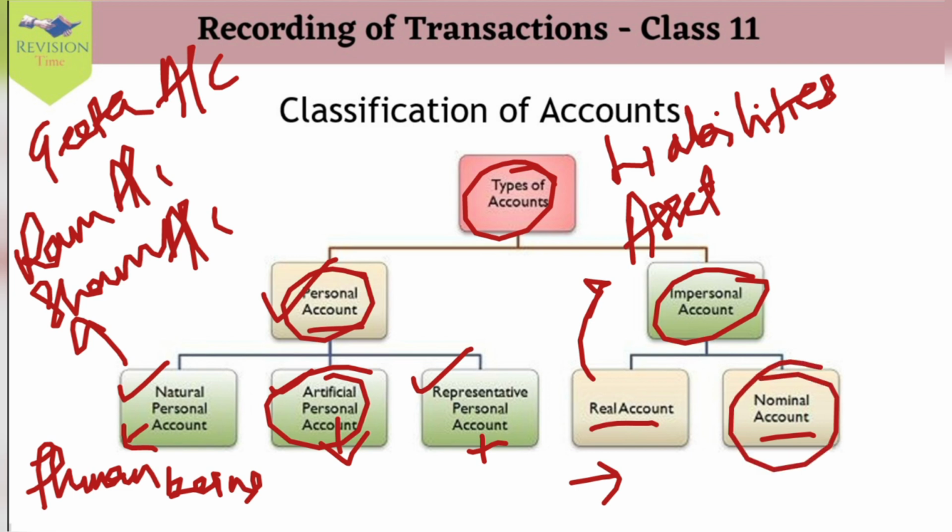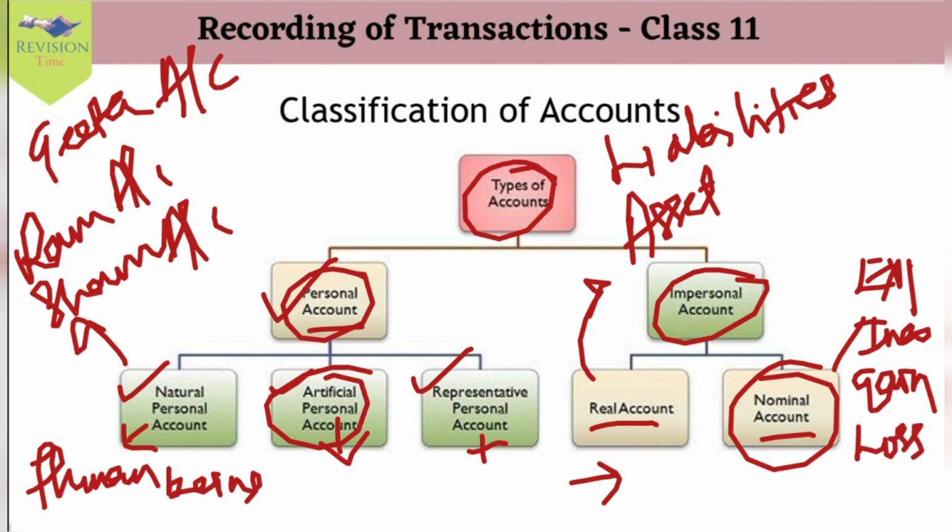Next is nominal account. An account which is related to expenses, income, gains and losses is known as a nominal account. So this is about our three types of accounts: personal account, real account and nominal account.